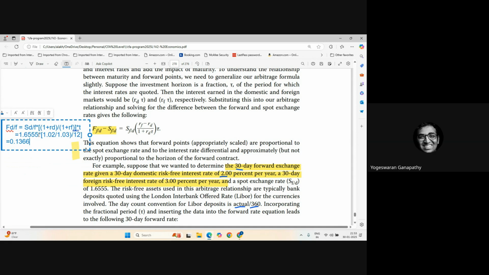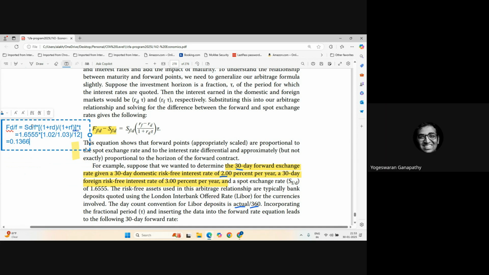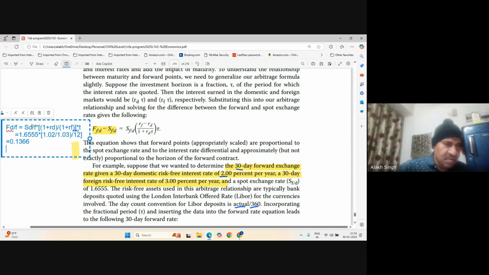Sir, so that means the formula we are using is wrong now, sir. Yes, because the formula should be F by D. The formula we are using is wrong. The question is, it should be forward rate. So we have to just subtract this from 1.6555. Yes, now you are correct. So this will be S D by F minus. Yes, now it is correct.